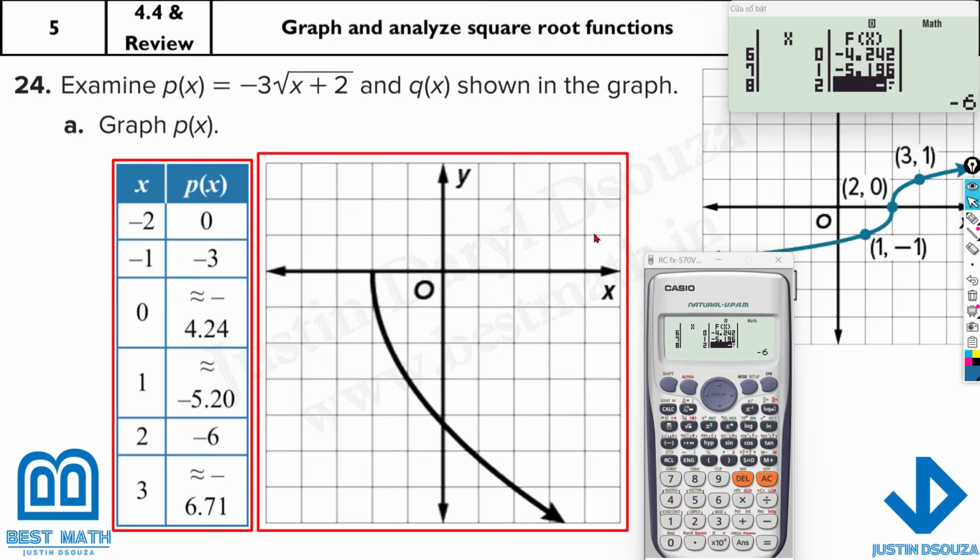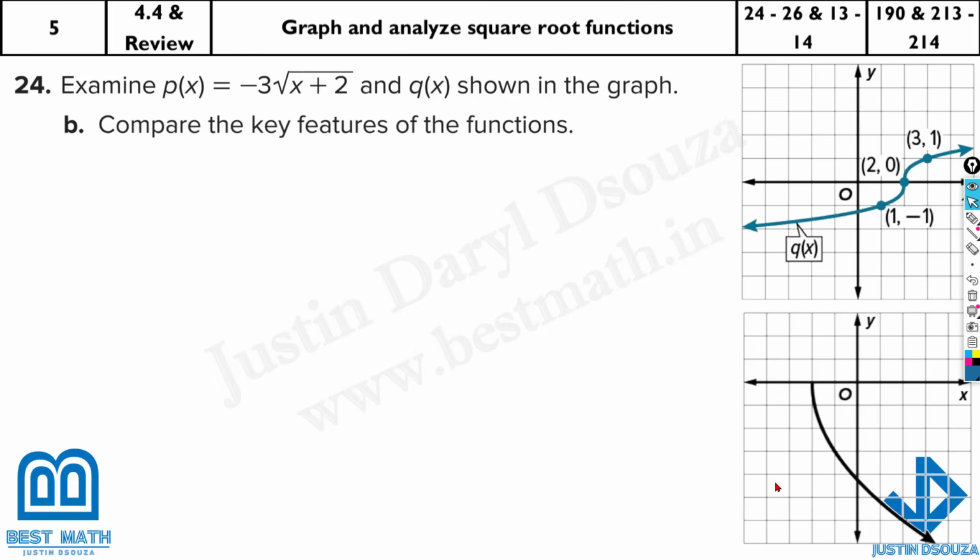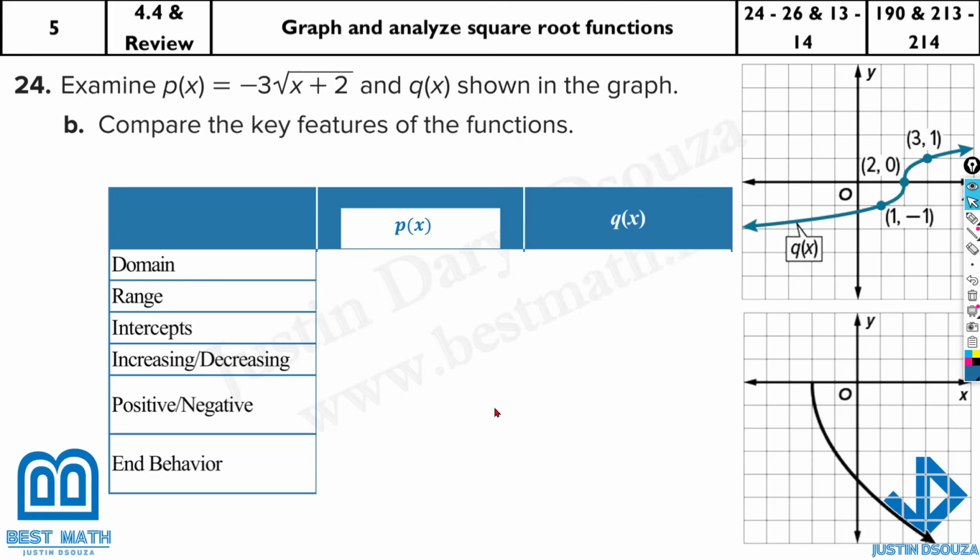The next part is comparing. Now let's compare these two graphs. Let's look at these two graphs here. These are a few things you must remember, some basic things. Domain, it's very important. Range. Then what are the intercepts? You can write x-intercept and y-intercept. Whichever part of the graph touches the x-axis, that's the x-intercept. The y-intercept is over here. What about this one? X-intercept, y-intercept. Now, where is it increasing and decreasing?